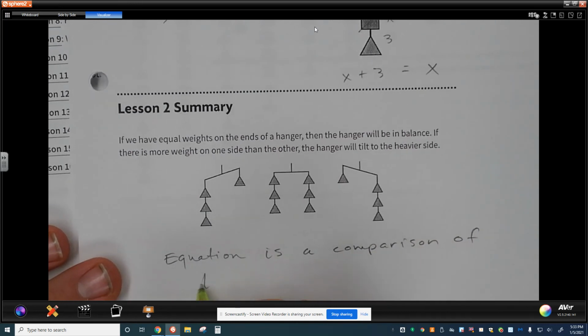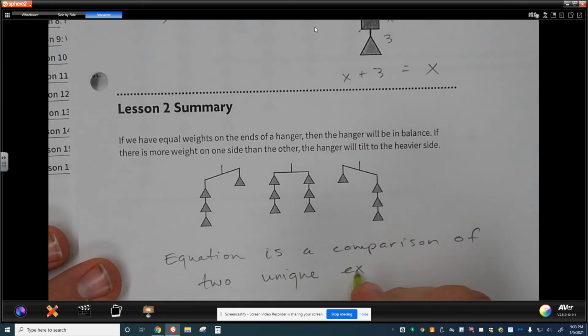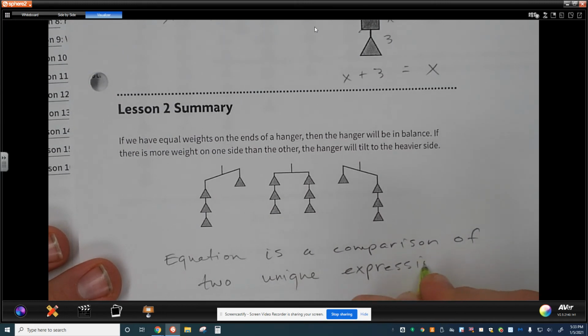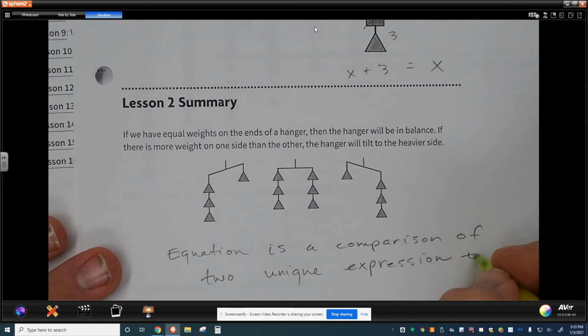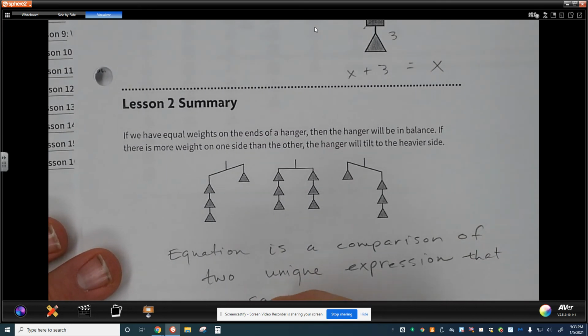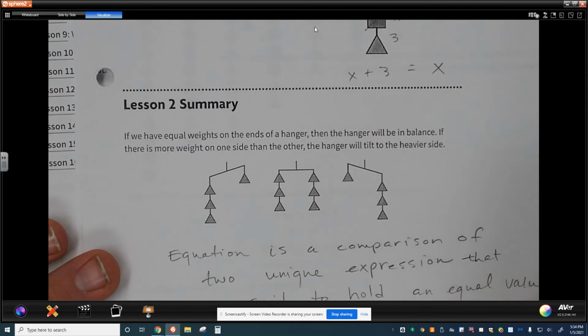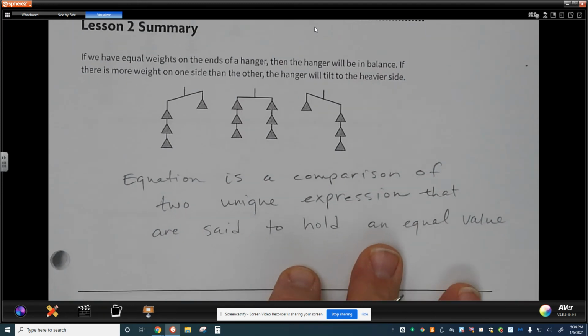of 2 unique expressions that are said to be equal, or said to hold an equal value. That, I think, is one of the most important things that we can recognize.